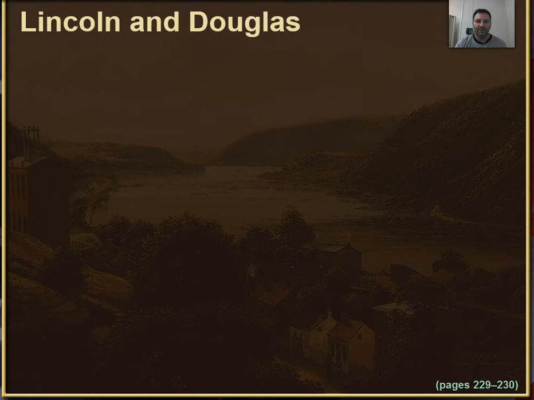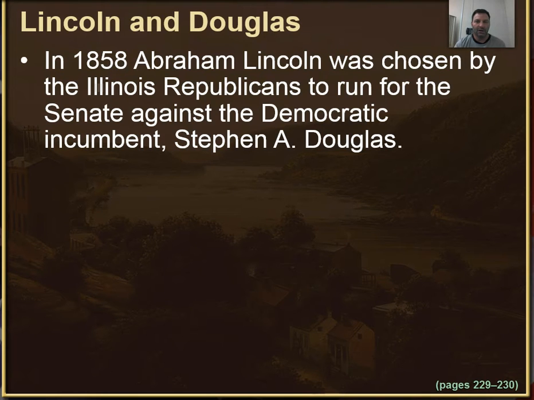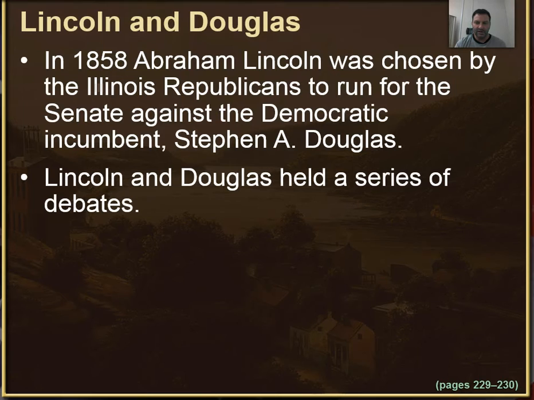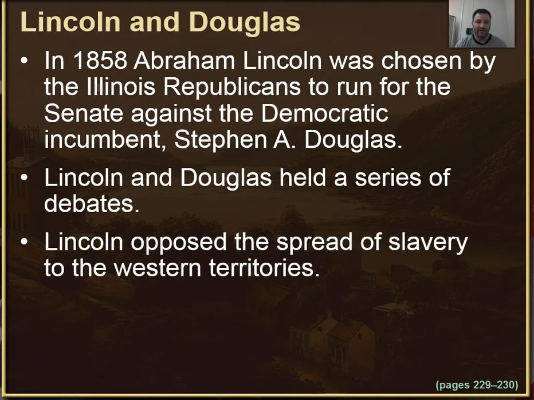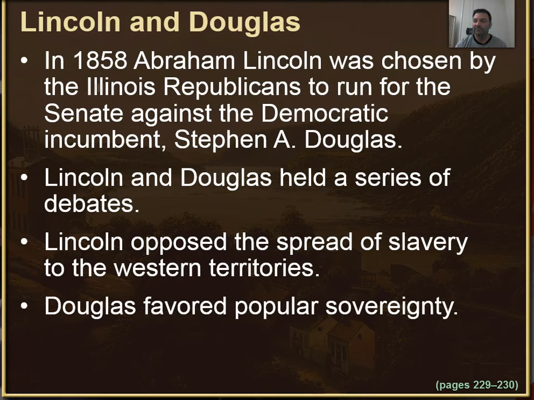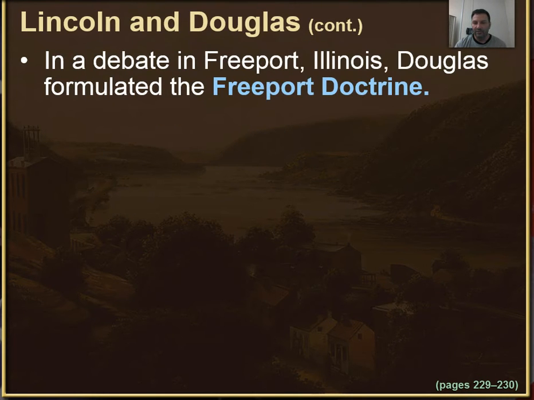So we first see Lincoln come on. He starts to appear in American history now. In 1858, Abraham Lincoln was chosen by the Illinois Republicans to run for the Senate against Democrat incumbent Stephen A. Douglas. Lincoln and Douglas held a series of debates. Lincoln opposed the spread of slavery into the Western territories. Douglas favored popular sovereignty. So, in the debate in Freeport, Illinois, Douglas formulated the Freeport Doctrine.